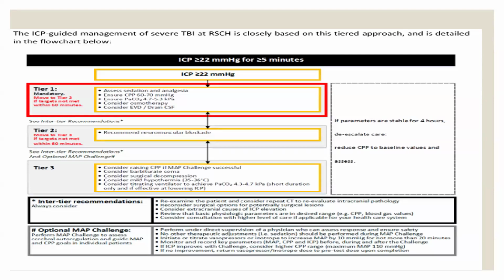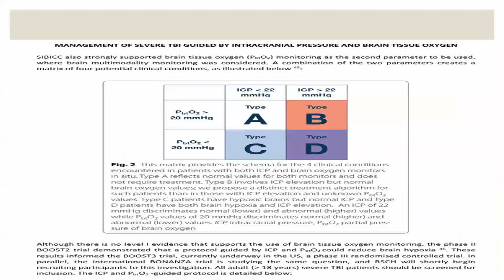Initiate and titrate vasopressor inotrope to increase MAP by 10 mmHg for no more than 20 minutes. Then monitor and record key parameters like MAP, CPP, ICP before, during, and after the challenge. If ICP improves with the challenge, consider a higher CPP range. If there is no improvement, then return the vasopressor inotrope dose to the pretest dose upon completion. Now, management of severe traumatic brain injury by intracranial pressure and brain tissue oxygenation.